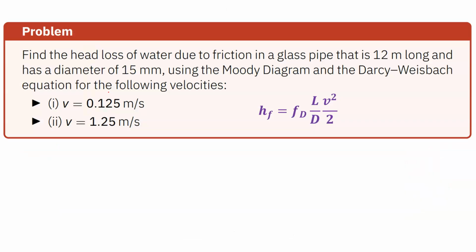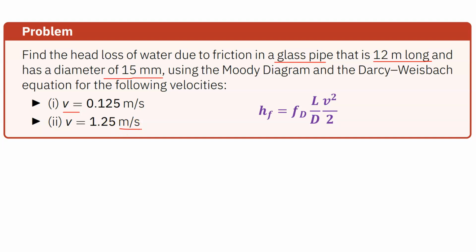Now here is the problem. Find the head loss of the water due to friction in a glass pipe. So here the pipe is a glass pipe that is 12 meter long and has a diameter of 15 mm. So using the Moody diagram and the Darcy-Weisbach equation for the following velocities, V is equal to 0.125 meter per second and V is equal to 1.25 meter per second.